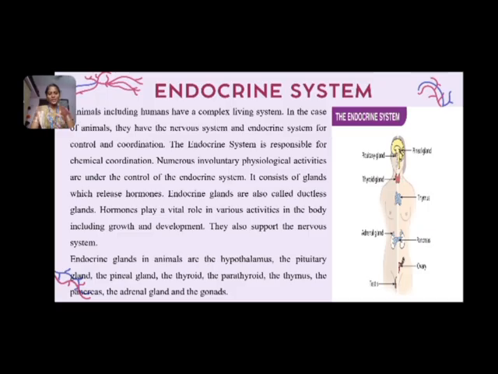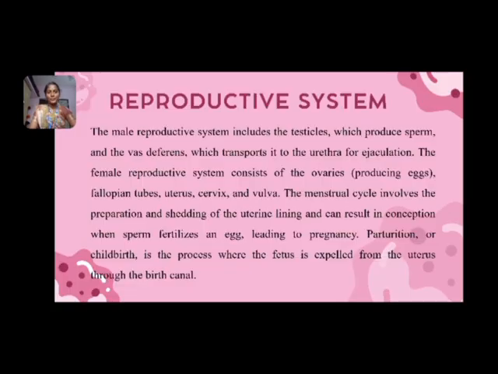The function of the thyroid gland is to control metabolism and energy use. The adrenal gland is involved in the fight or flight response. The pancreas releases hormones to control the sugar level in our body. And the gonads, the testes in male and ovaries in female, are responsible for reproductive function and sexual development.